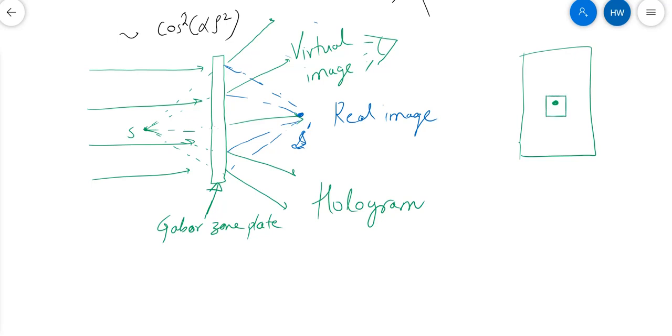But in this case, you cannot pin down and say there is a one-to-one correspondence between the point and the source. So the source is effectively captured as a whole in this whole pattern across the hologram. That is important: there is no one-to-one correspondence between the object and the image that is captured.